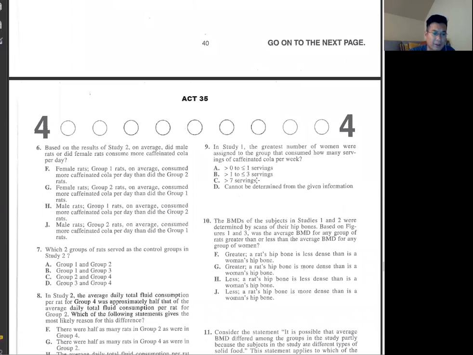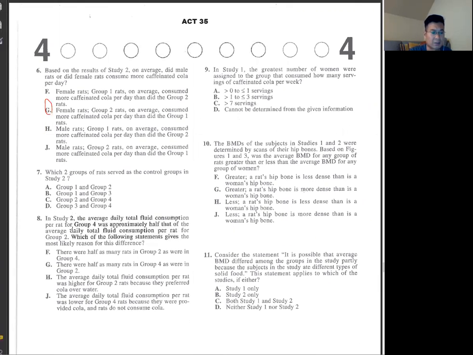So if you compare that, the female rat's drinking more, which is G. And number 7, which 2 groups of rats serve as a control group? The control group means something that we limit for their activities, in this case the consumption, so that we can compare it to the group that we're doing experiments with.